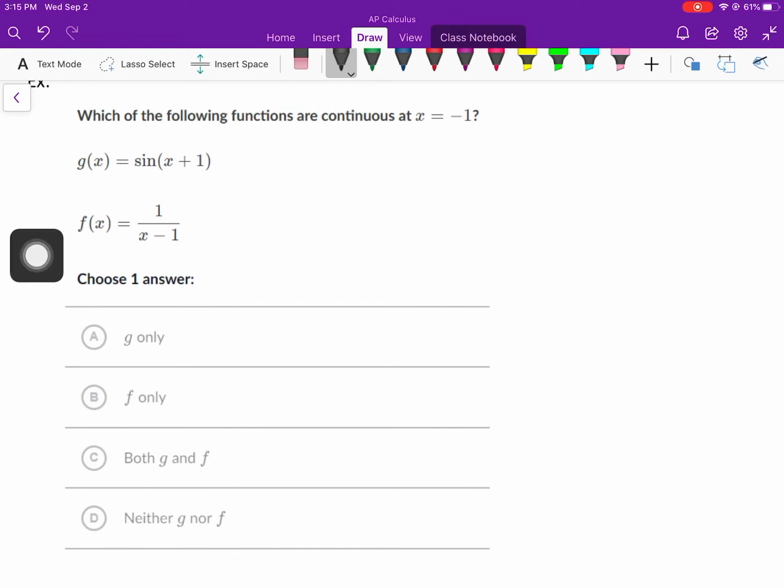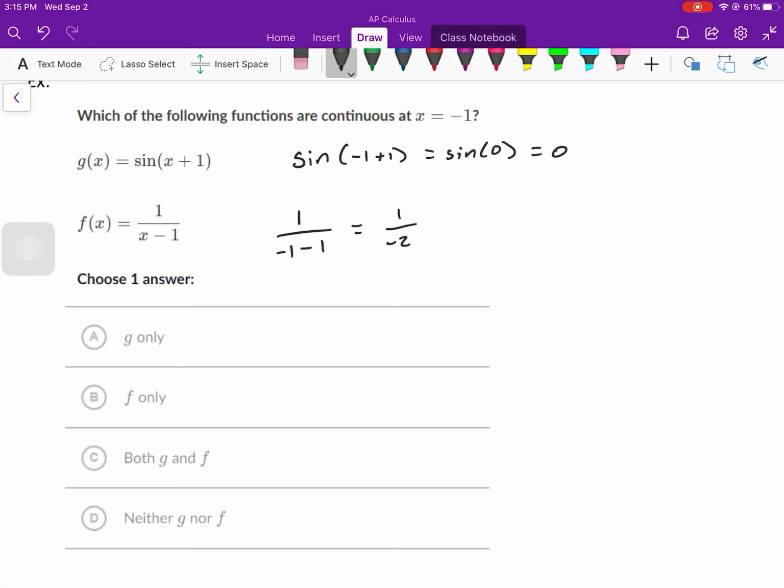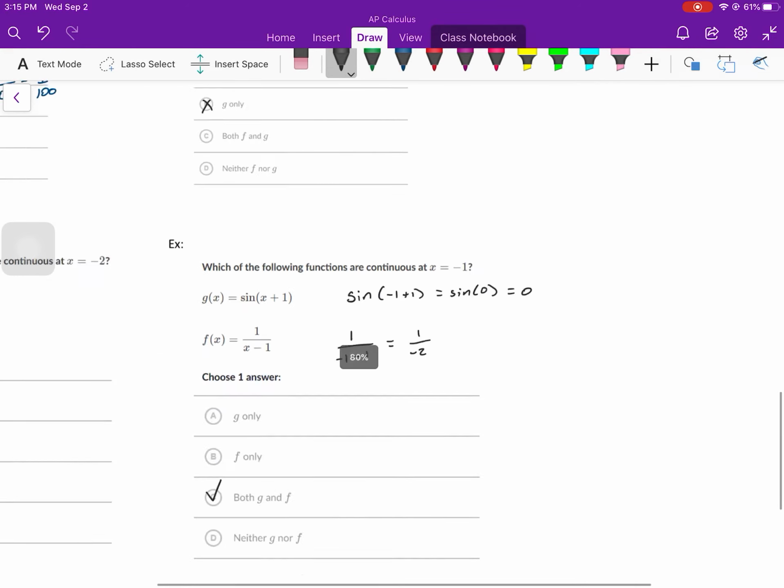Then last, this one, we can see there's a discontinuity when x is 1, but this question is asking about -1. So if I try to find sine of -1 plus 1, that's sine of 0. And sine of 0 is 0. That's not undefined, that's fine. Just because it's 0 doesn't mean it's undefined. A lot of people get that a little bit mixed up. What about -1 minus 1? Well, that's going to be 1 over -2. That's fine, that'll work. So both of these will work. So that's the idea there.